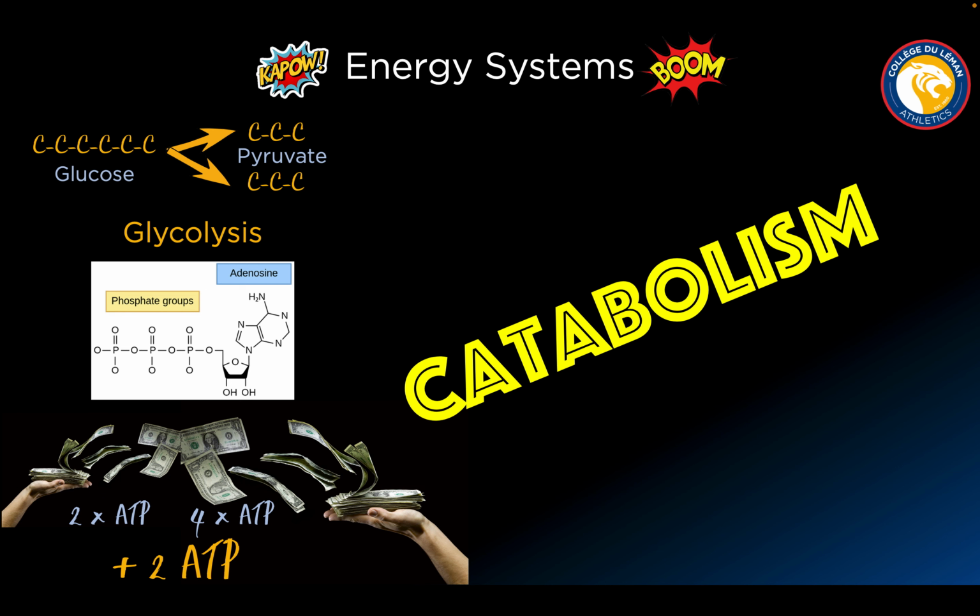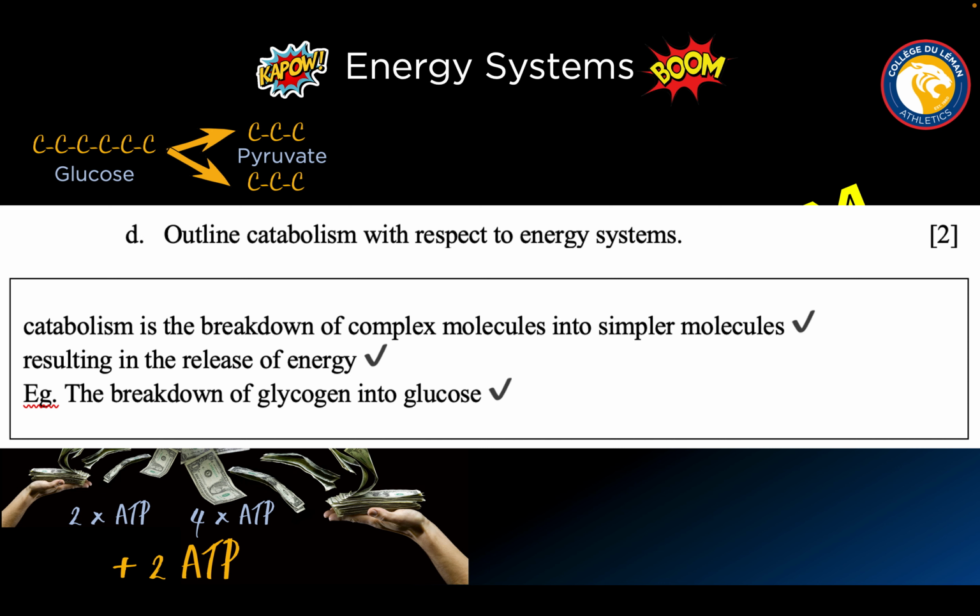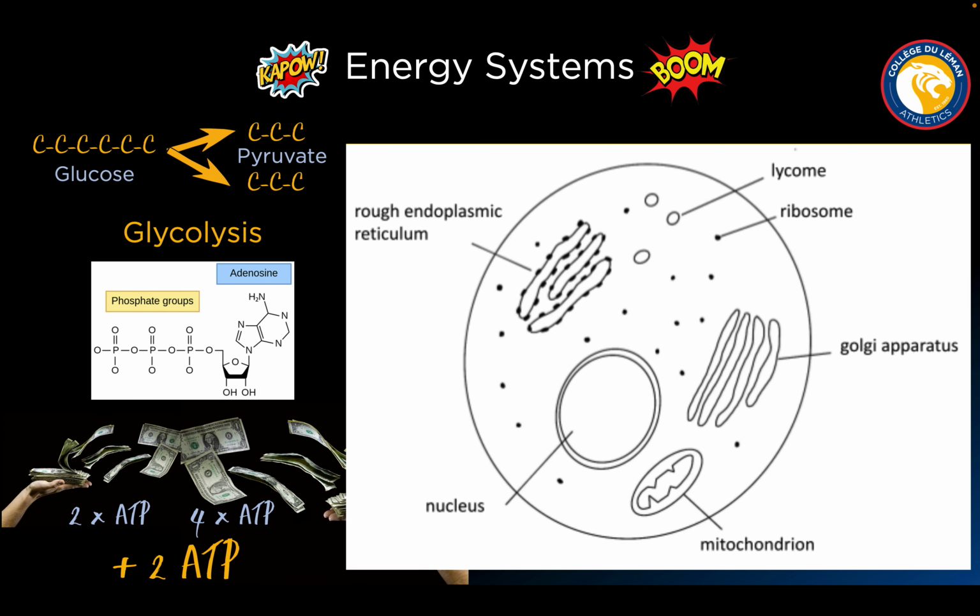Now, one of the questions was to talk about catabolism. So we've got metabolism and catabolism. Catabolism is the breakdown of complex molecules into simpler molecules, which results in the release of energy. There we go. That's what's happening here, isn't it? Now, they've got the breakdown of glycogen into glucose, but we could also go for the breakdown of glucose into pyruvate. That's another example of catabolism, a catabolic reaction, if you will.